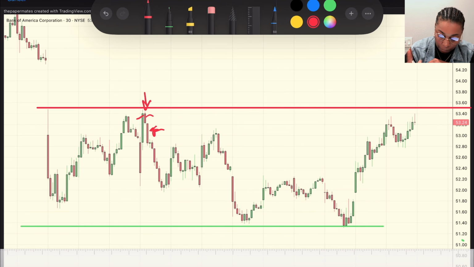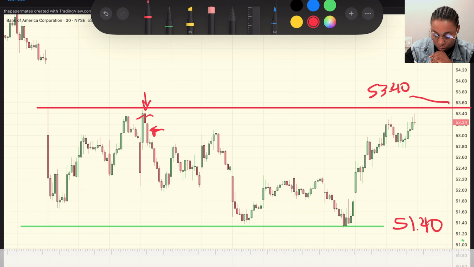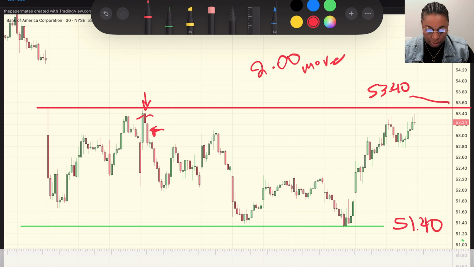Now, before we get to that, look at this. 53.40, let's just say approximately, because these numbers could be a little bit different. But let's just say this here is 53.40, that resistance. This support is, let's see, what is that? Approximately 51.40. Okay, what is that? That's a $2 move. Okay, so we see that every time it was up there at 53.40, it got knocked down. Every time it got to 51.40, it got pushed back up.